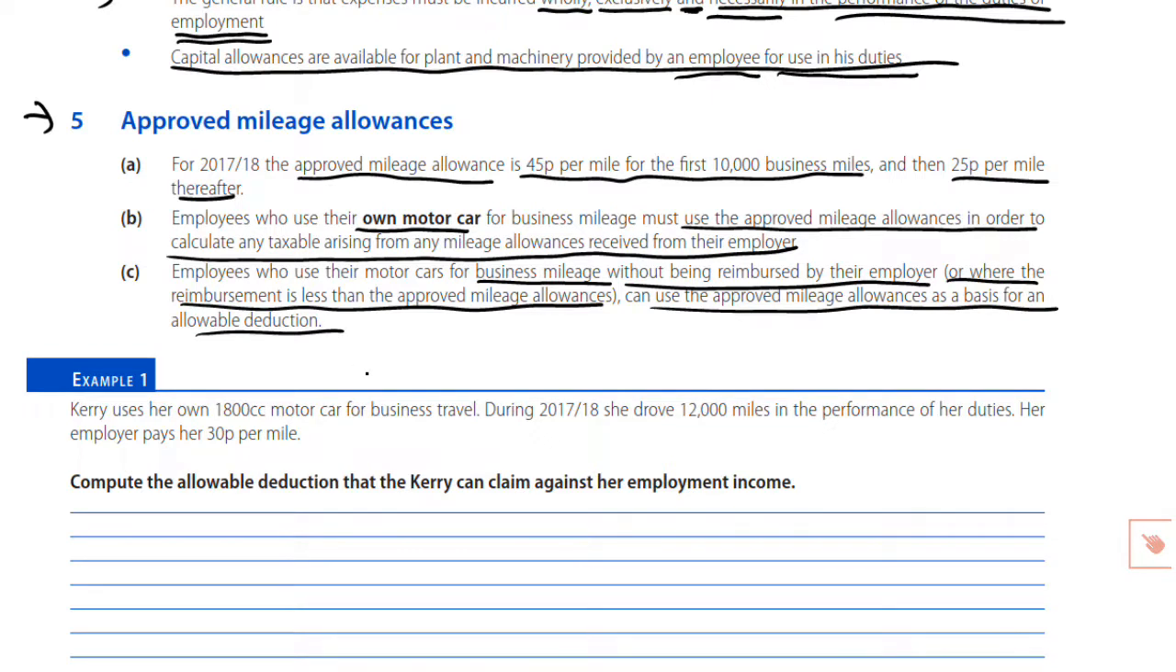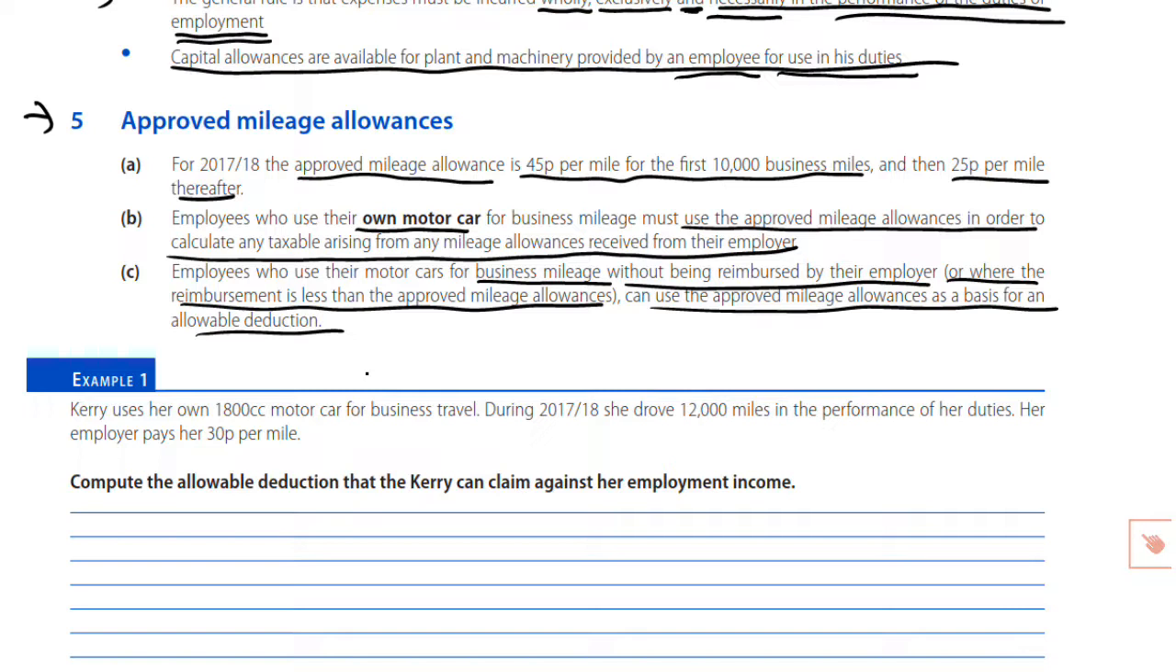So what you're going to have is this: although in real life most employers would use the approved mileage rates in reimbursing their employees, so there would be no assessable benefit on the employee, there would be no allowable deduction for the employee. In an exam question, that's not going to happen. In an exam question, what is being reimbursed by the employer will be at a different rate to that of the approved mileage allowances. So you've got to do two calculations.